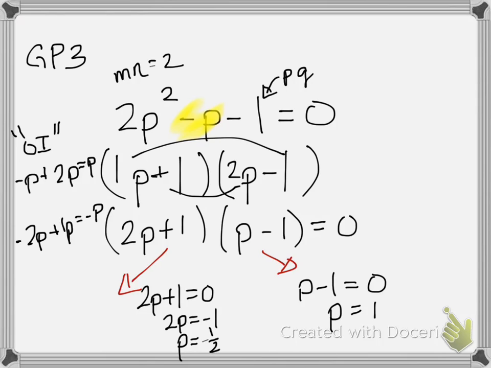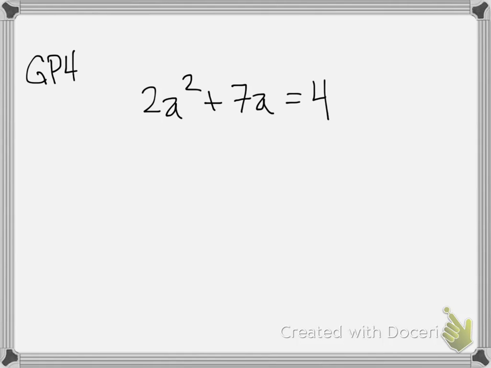Pause the video if you need to continue copying that down. Otherwise, the video will play on to your last GP of the night, and that's GP number 4. GP number 4 says I have 2a squared plus 7a is equal to 4. Please take a moment to solve this problem, and then I'll go over it with you here in just a moment. So hit the pause button, work on it, and then hit play.